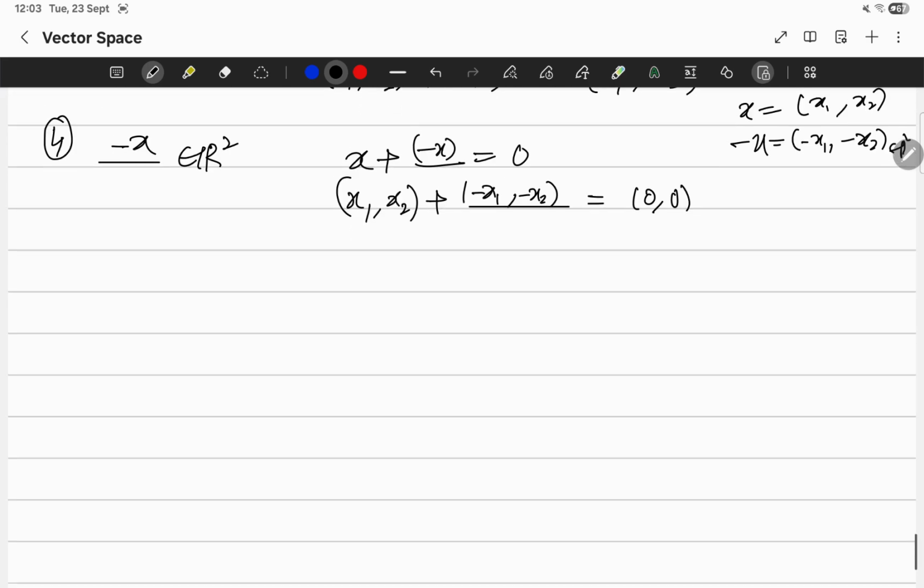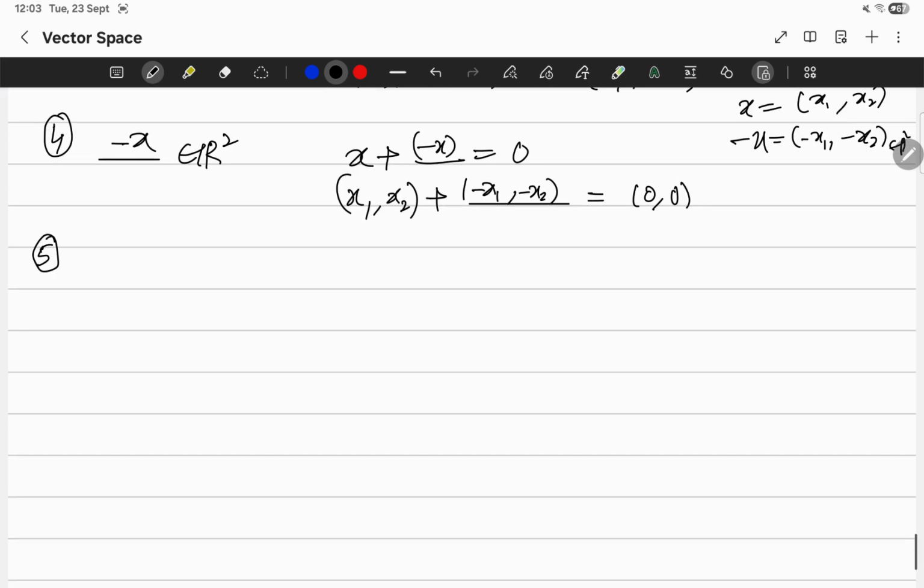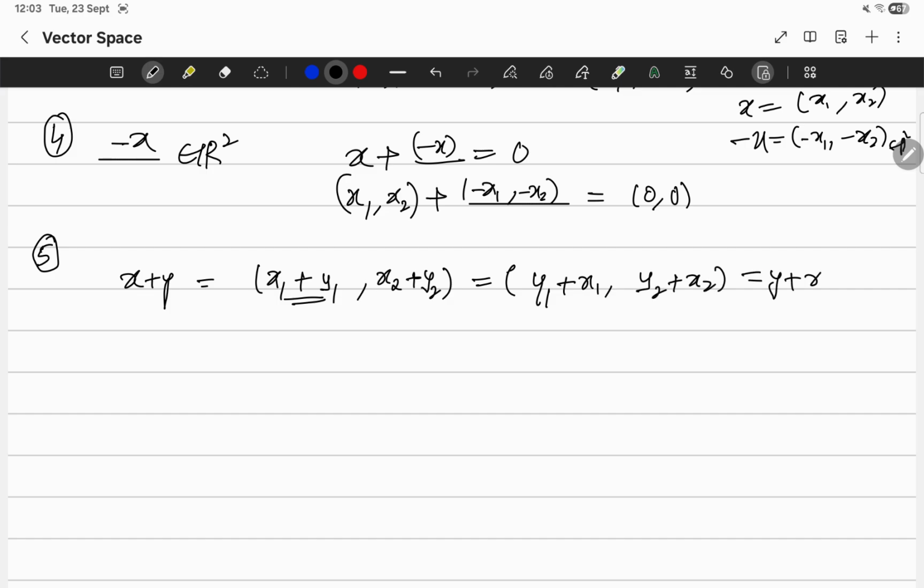So that is the fourth property. Fifth property: x plus y is equal to (x1 plus y1, x2 plus y2). Since real numbers are commutative, you can write (y1 plus x1, y2 plus x2), so that is y plus x. So now scalar multiplication.